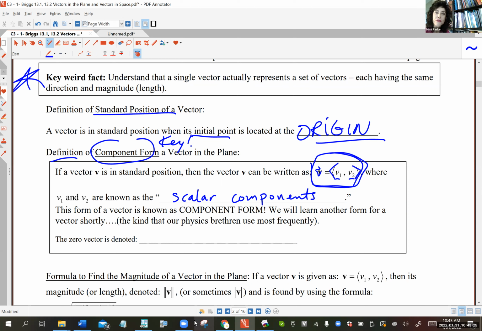Now, what about the zero vector? What the heck is the zero vector? The zero vector is denoted with a 0 and a little arrow on top. That's not to be confused with the number 0. The number 0 is different from the vector 0. And in component form, it would be angular brackets 0, 0. And when you graph it, it just looks like a dot because it doesn't have any real direction. They say it points in all directions. We'll get to that picture in a minute.